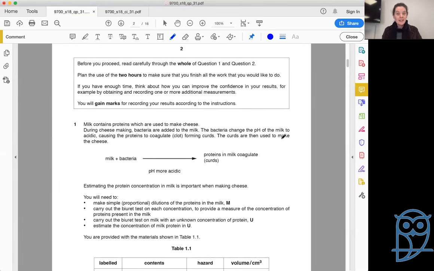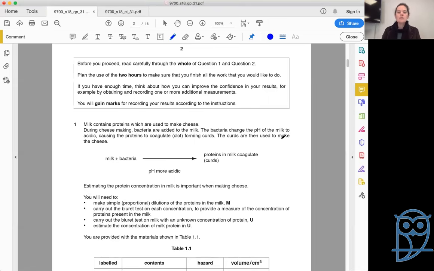And you always start at the very beginning. Before you proceed, read carefully through the whole of question 1 and question 2. Plan the use of the 2 hours to make sure that you finish all the work you would like to do. If you have enough time, think about how you can improve confidence in your results, for example, by obtaining and recording 1 or more additional measurements. You will gain marks for recording your results according to the instructions. So in other words, follow the instructions.